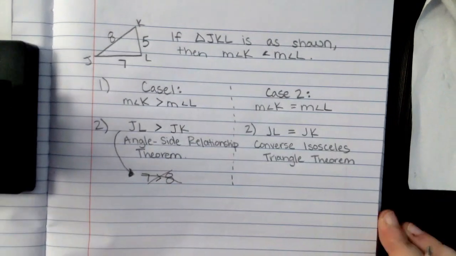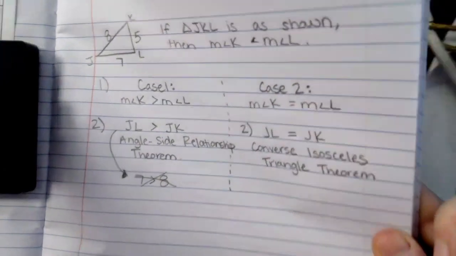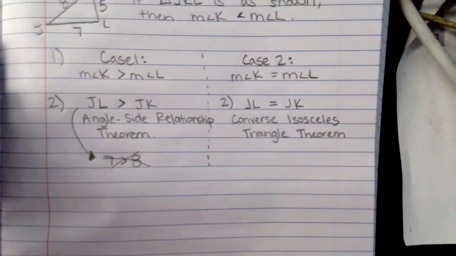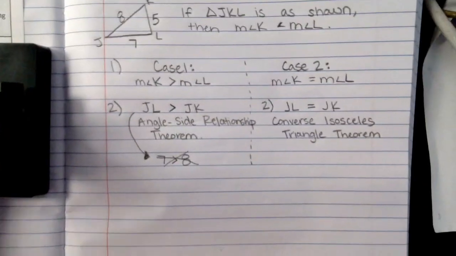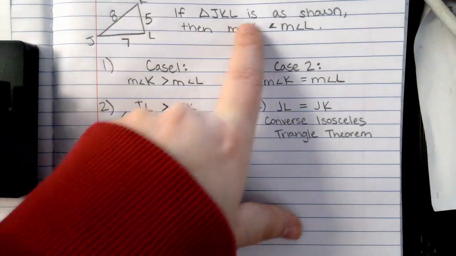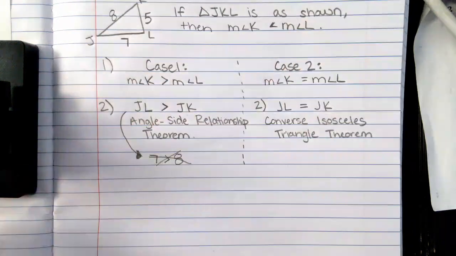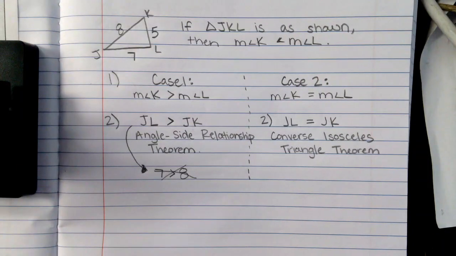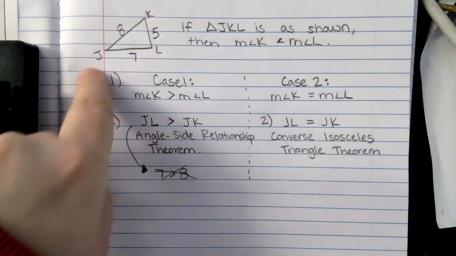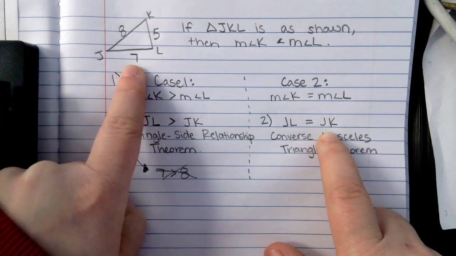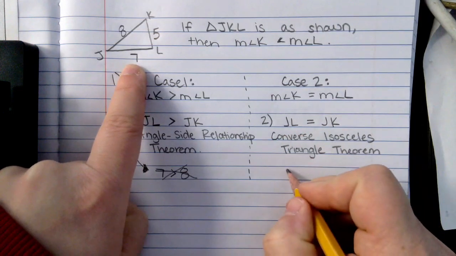Okay, but what is JL? We have the picture. We have to assume the picture was true because it says JKL is as shown. So the hypothesis is still true, the if part. So if this is as shown, does that work? Is JL equal to JK? No, because what's JL? 7. Does 7 equal JK? No. So it does not work.